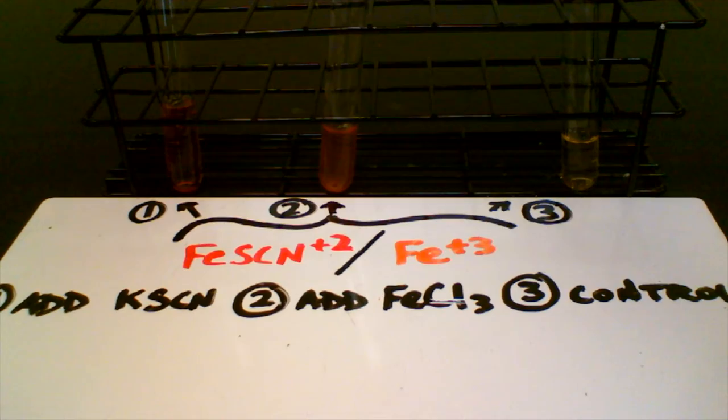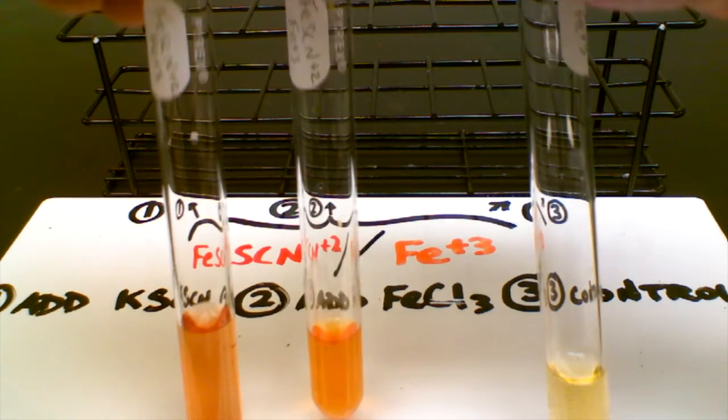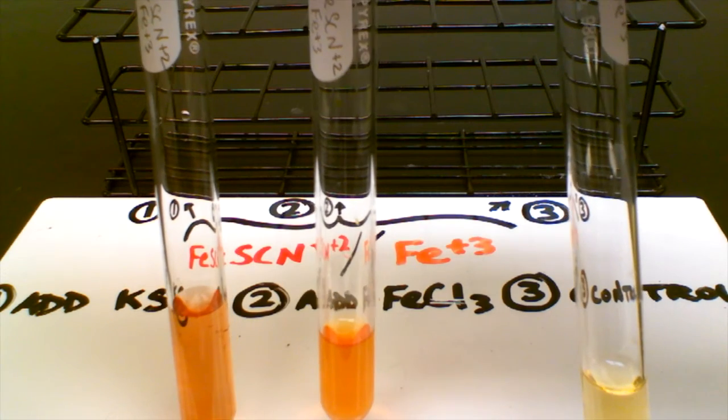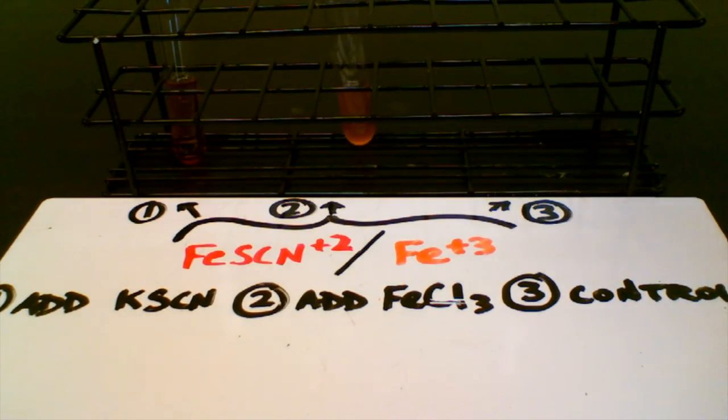Over time, you can actually see that these three test tubes do look very different, and the one on the right is your control, and the one on the left, both of them on the left, have become much darker in their orange color.